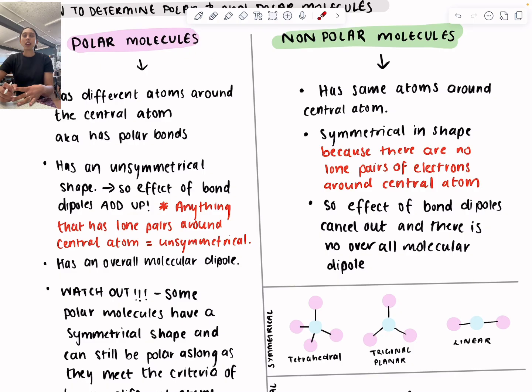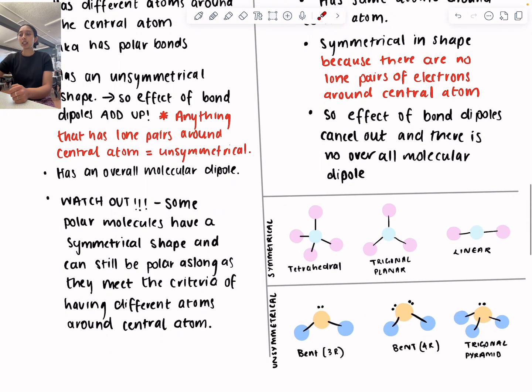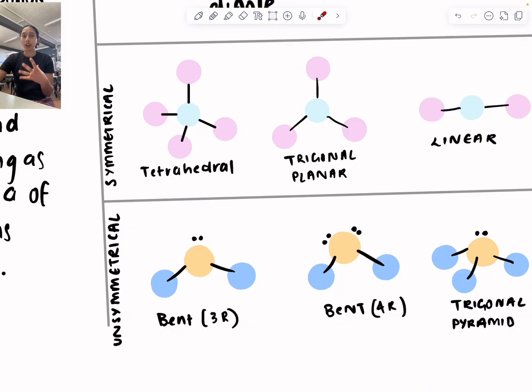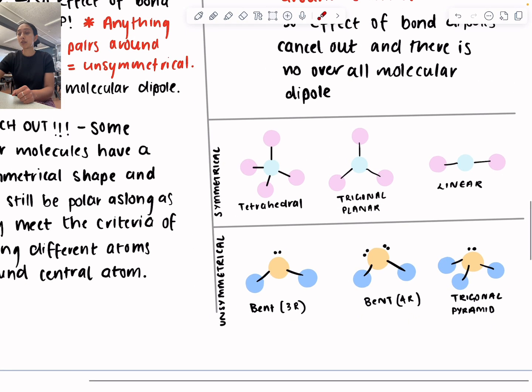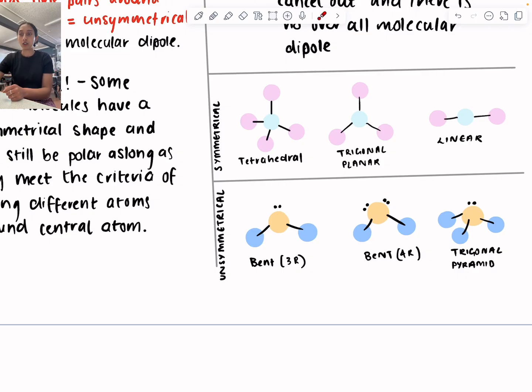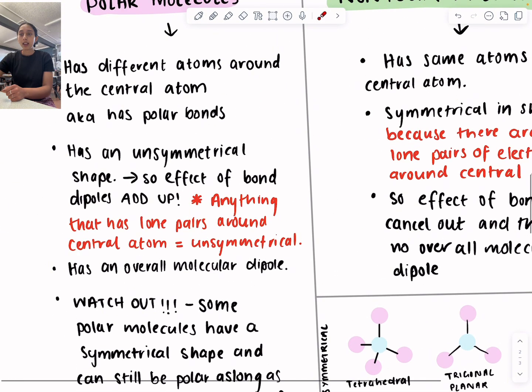A polar molecule will almost always have an unsymmetrical shape. Okay. And how do we know if something has an unsymmetrical shape? If you look and see, usually things that have lone pairs of electrons like this around the central atom means that the bonds aren't arranged symmetrically around that central atom. Okay? And so to find out if something is unsymmetrical, you just have to check whether it has lone pairs or not. If it has lone pairs, boom, it is unsymmetrical in shape. So if it's got lone pairs, as I've said before, it's going to be unsymmetrical.